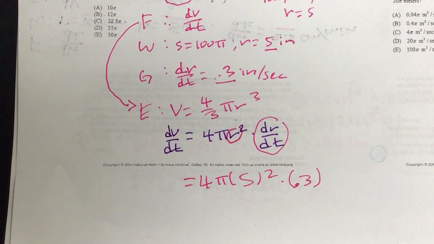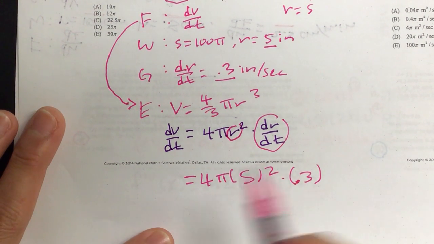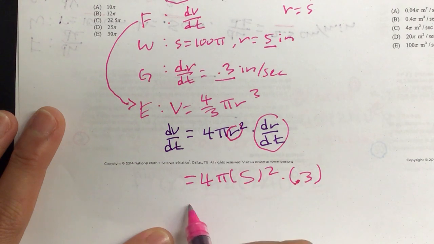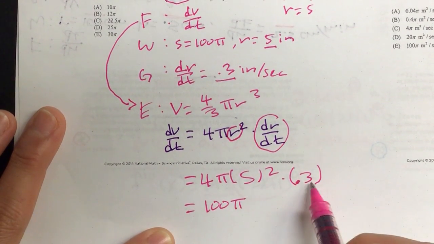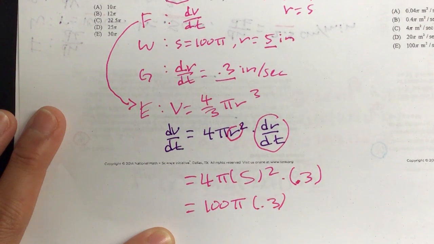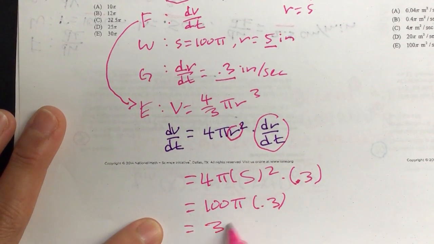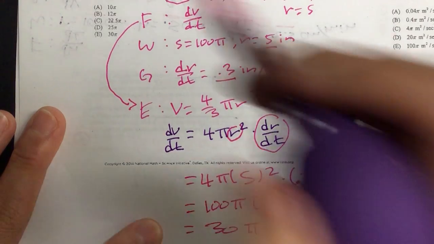And for this one, is that doable without a calculator? I think it is, right? Because we could do 4 times 25. That would give us 100 pi. And then 0.3 of that, it's going to be what? 30 pi. And that will be answer choice E.